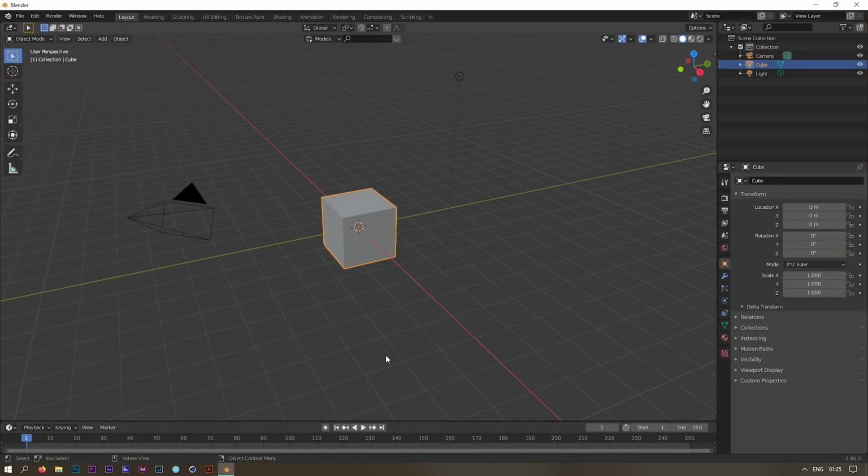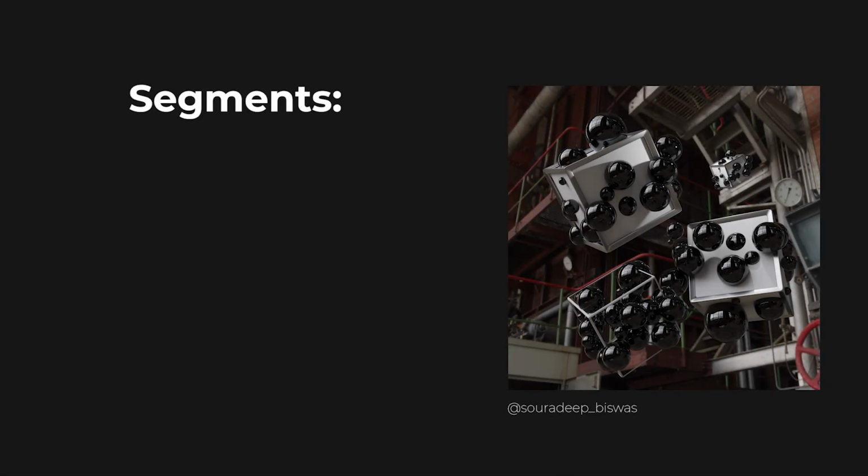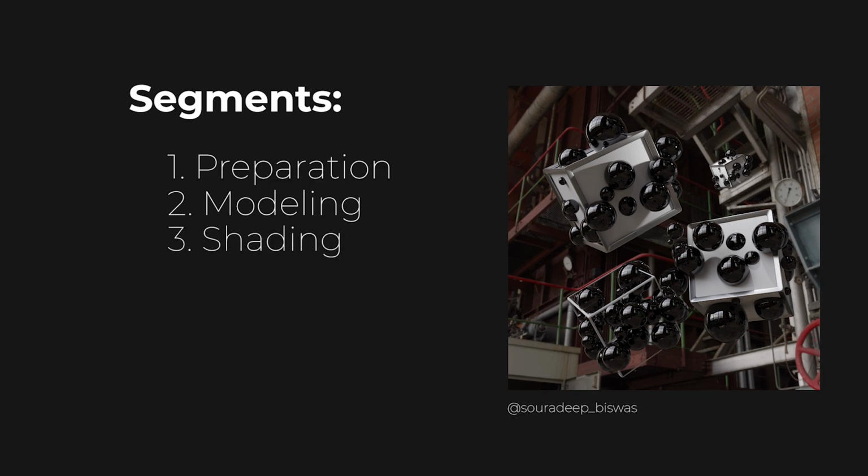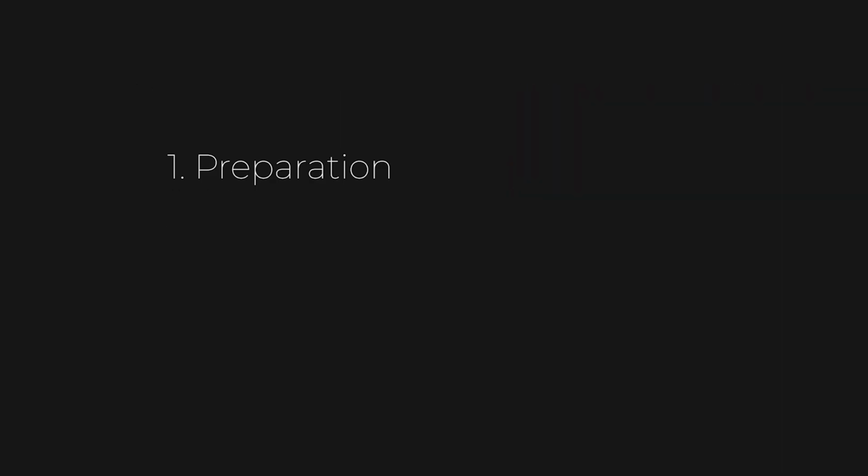Firstly, we are going to be segmenting this entire project in 4 different parts. First, we got our preparation. Then we are going to be modeling the entire scene, and then we are going to be shading it, and finally we are going to be rendering it out. So firstly, let's start with the preparation.